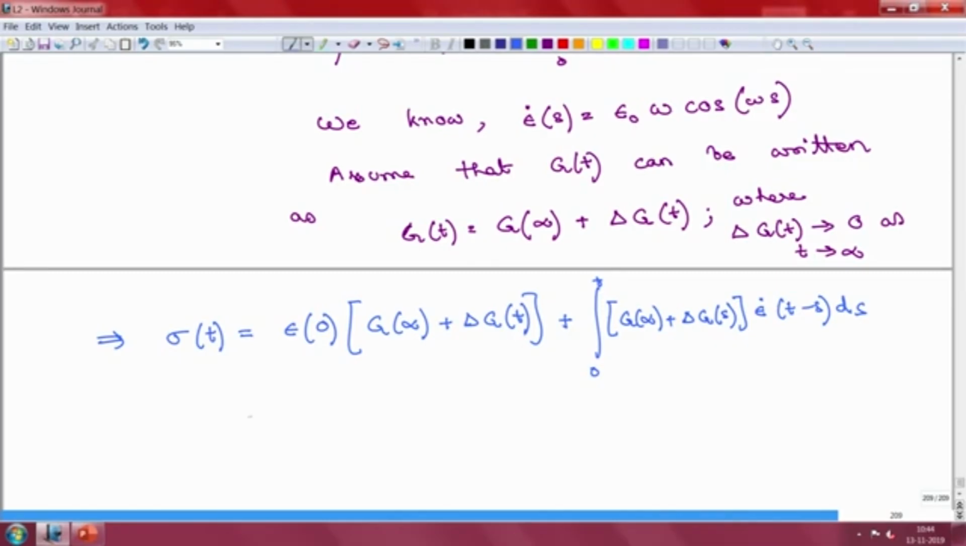So, we have two terms here. You have epsilon naught into g infinity, then you have epsilon naught into delta g t, plus the term under this integration. So, we can break this up into two different integrals, 0 to t.